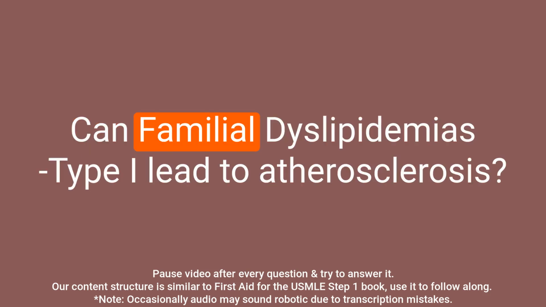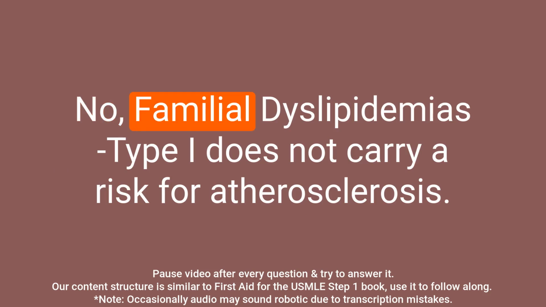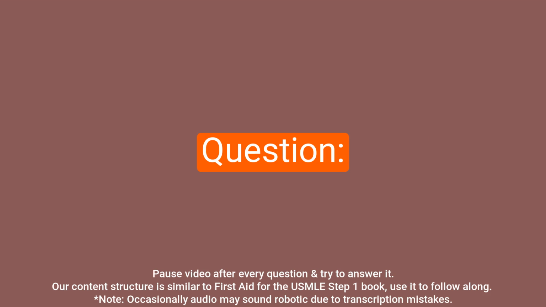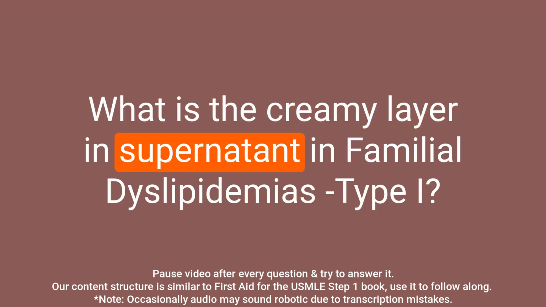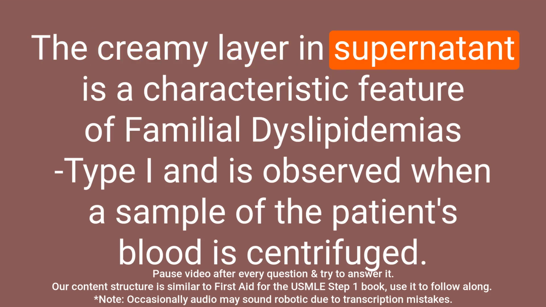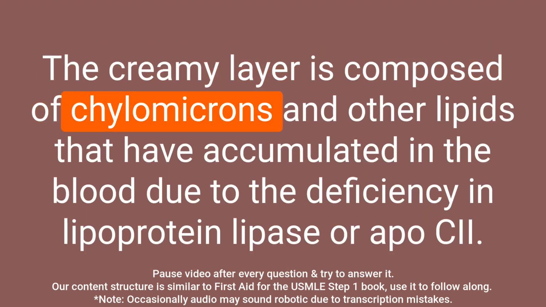Question: Can familial dyslipidemias type I lead to atherosclerosis? Answer: No, familial dyslipidemias type I does not carry a risk for atherosclerosis. Question: What is the creamy layer in supernatant in familial dyslipidemias type I? Answer: The creamy layer in supernatant is a characteristic feature of familial dyslipidemias type I and is observed when a sample of the patient's blood is centrifuged. The creamy layer is composed of chylomicrons and other lipids that have accumulated in the blood due to the deficiency in lipoprotein lipase or APO102.